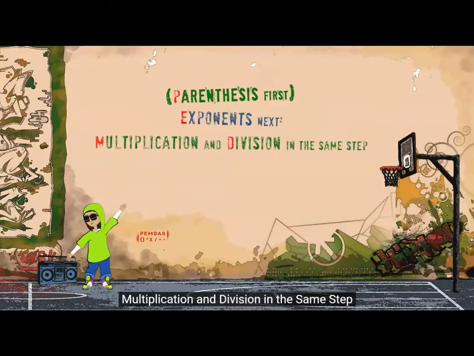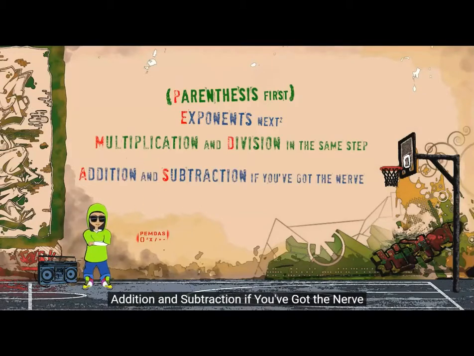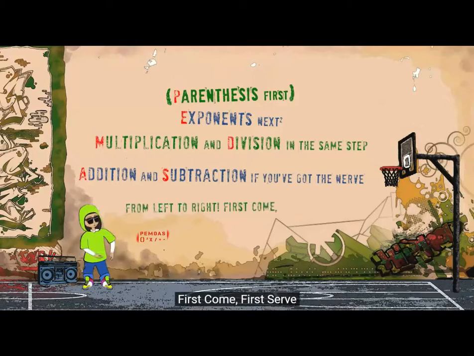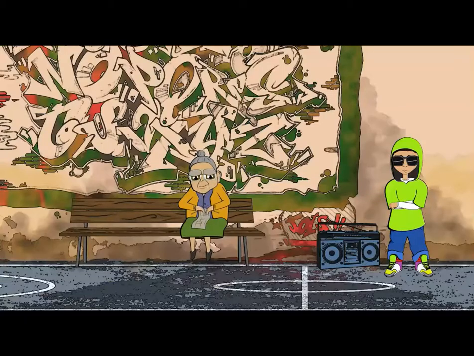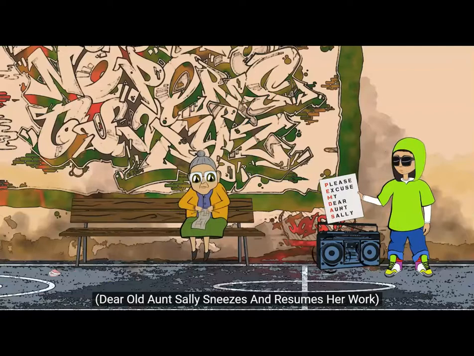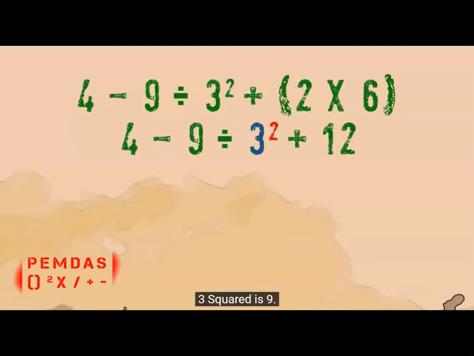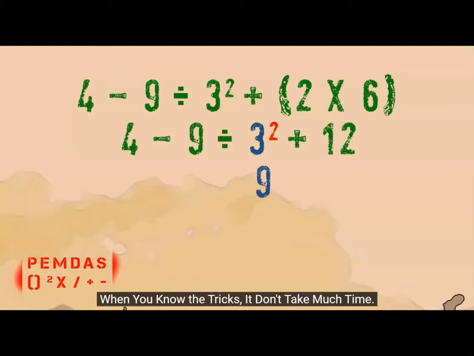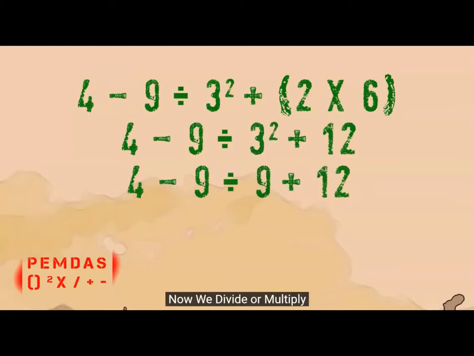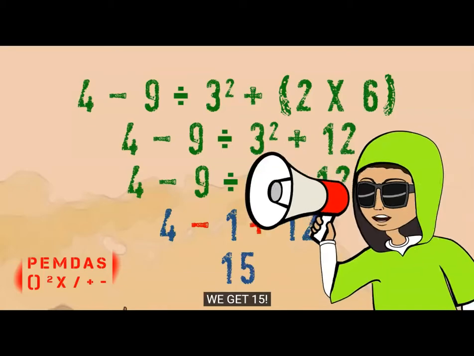Exponents next. Multiplication and division in the same step. Addition and subtraction, if you got the nerve, from left to right. First come, first serve. Parentheses first. 2 times 6. The product's 12. Put it back in the mix. Exponents next. 3 squared is 9. When you know the tricks, it don't take much time. Now we divide or multiply. Let's see what we got. Take a look at the signs. 9 divided by 9 is 1. The answer's close, man. We're almost done. 4 minus 1 has a difference of 3. When we add the 12, we get 15.